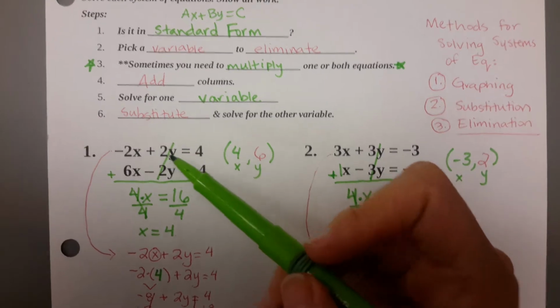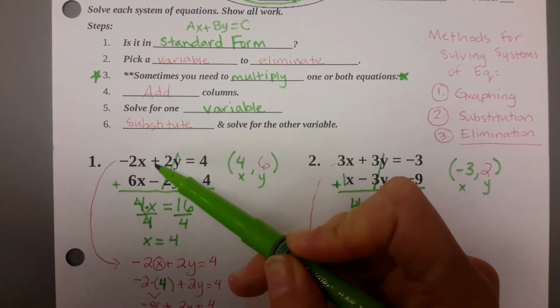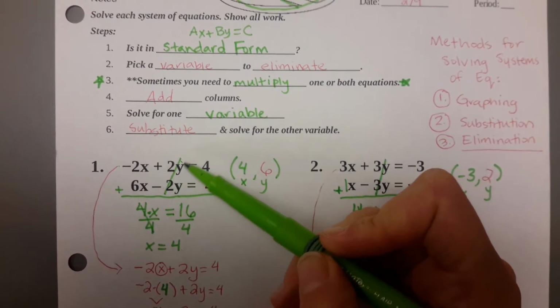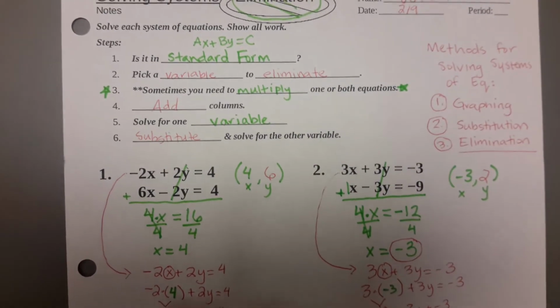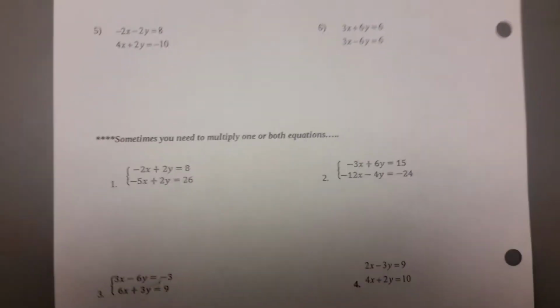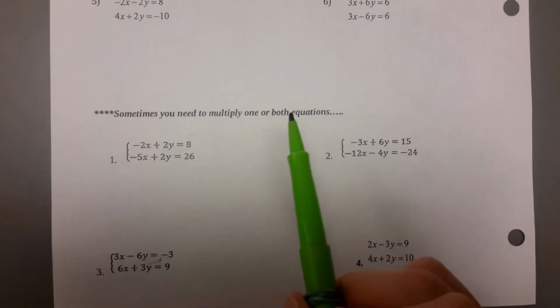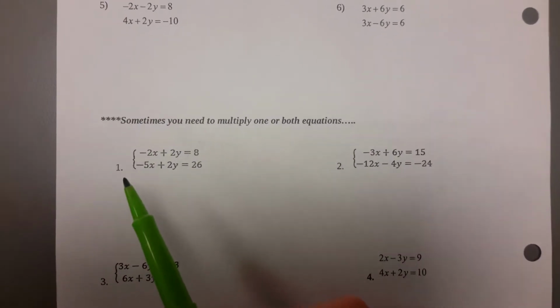So let's look back here at number 1. Remember, these y's eliminated because plus 2y minus 2y are opposites and they cancel each other out because they equal 0. Sometimes it's not always that easy. So flip over to the back of your paper. So sometimes you need to multiply one or both equations. So for example, here in number 1.